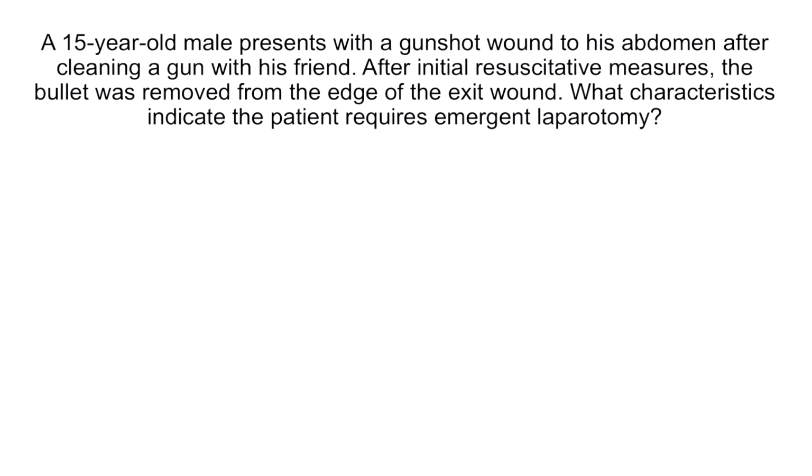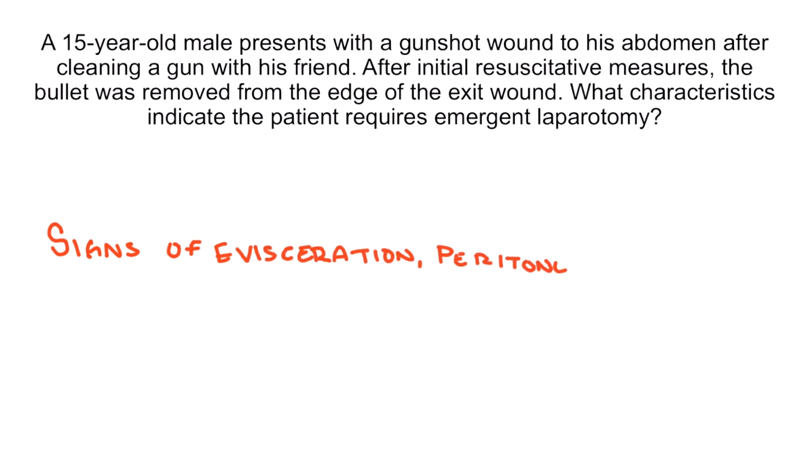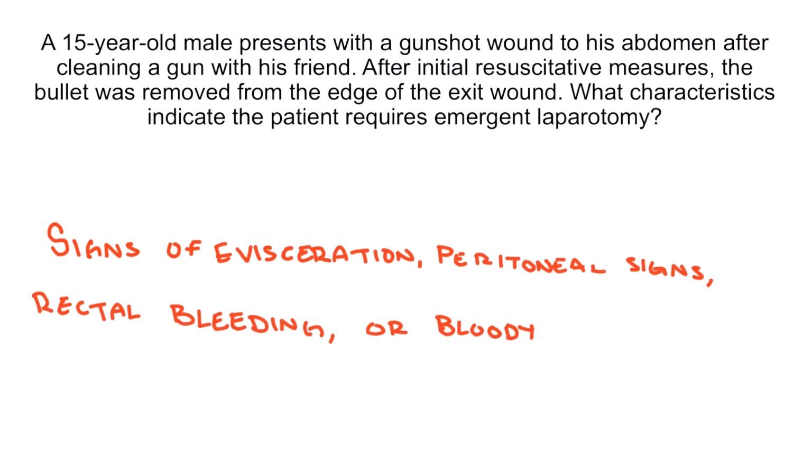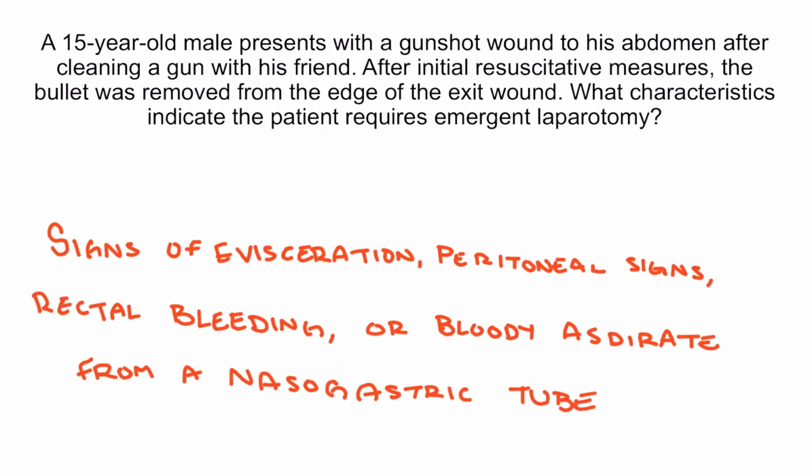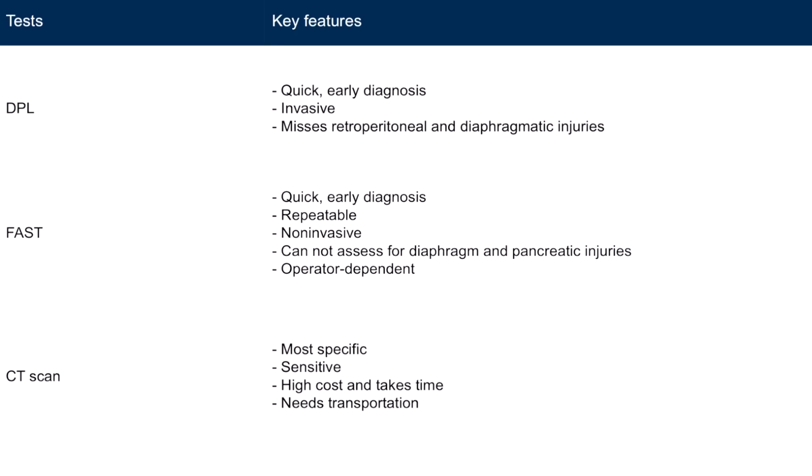While this patient no longer has the foreign body in him, if he remains unstable after initial measures, then emergent laparotomy may be indicated. Key features that indicate the need for laparotomy would include signs of evisceration, peritoneal signs, rectal bleeding, or bloody aspirate from the nasogastric tube. If all those are negative, but the patient continues to be hemodynamically unstable, then he will also qualify for exploratory laparotomy. Here is a comparison of different diagnostic tests used in the assessment of trauma patients.